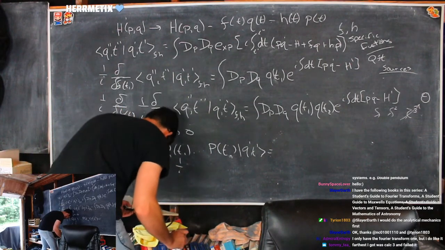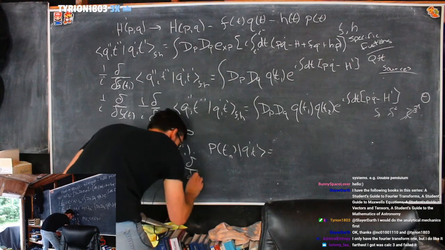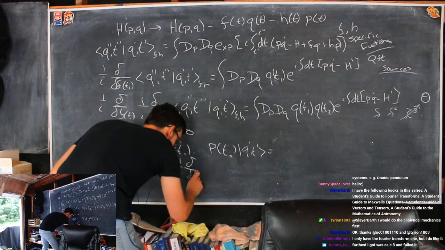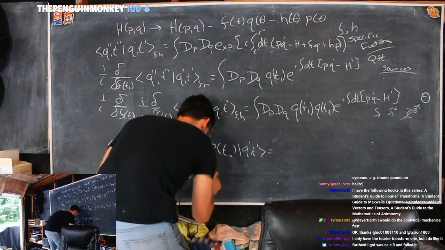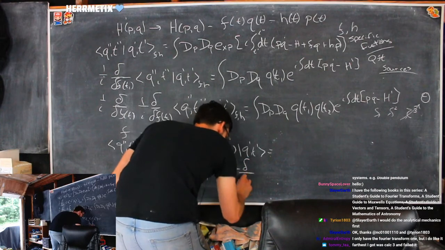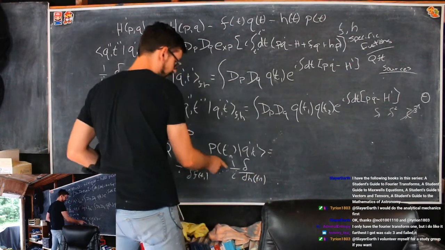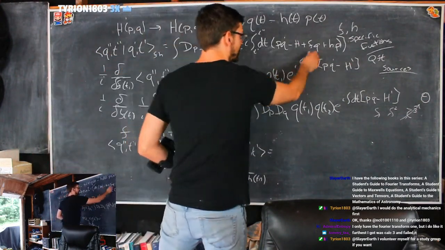1 over i times the functional derivative of f of t1. Man, I can't write down here. f of t1, all the way up until we get to the functional derivative of h of tN, right? Because we want the H's to act with the P's and the F's to act with the Q's, because that's the way we defined our Hamiltonian.